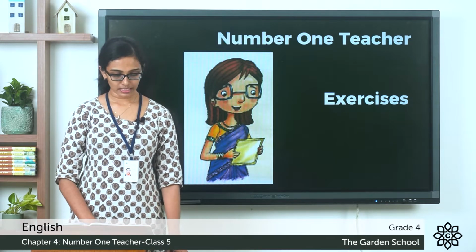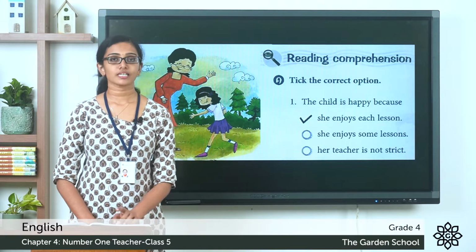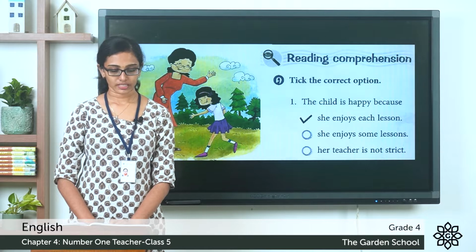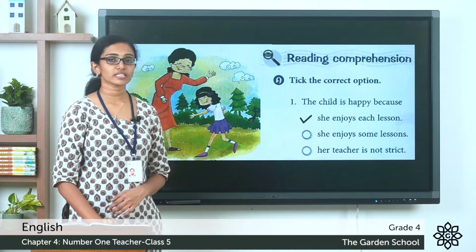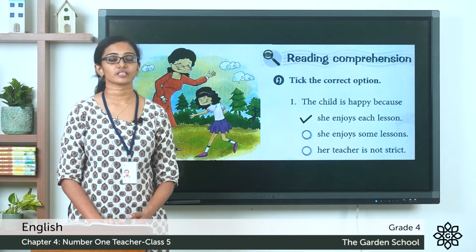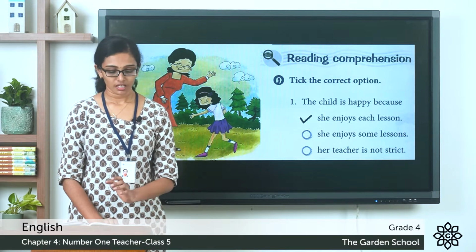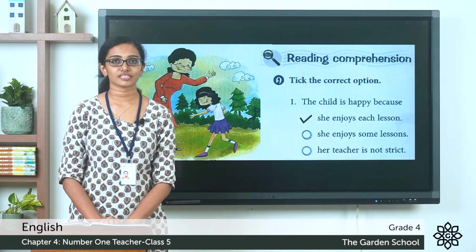So the first question is a reading comprehension. So there you are asked to tick the correct option. Question number 1. The child is happy because. Is it because she enjoys each lesson, she enjoys some lessons, or her teacher is not strict? The child is happy because she enjoys each lesson that her teacher teaches.